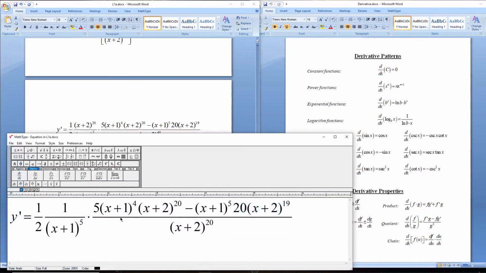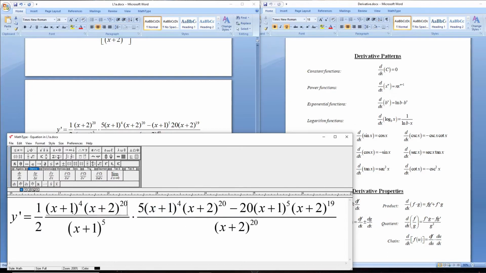And what else could we do? Certainly not going to distribute all that out. This 20, it's pretty common to move constants in front like that. They all have x plus 1 in common and an x plus 2. So let's see here. There's 4 x plus 1's here and 5 over here, so we can pull out 4 of these. And we have 19 x plus 2's and 20 x plus 2's, so we can pull out 19 of them.